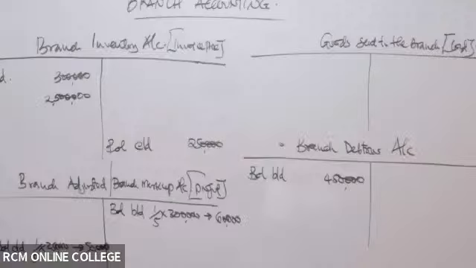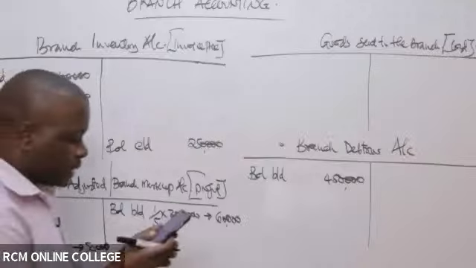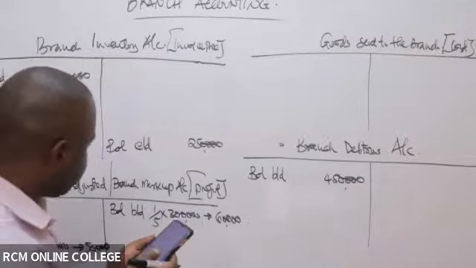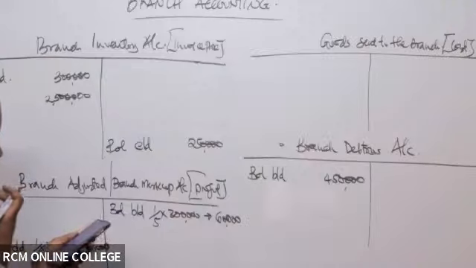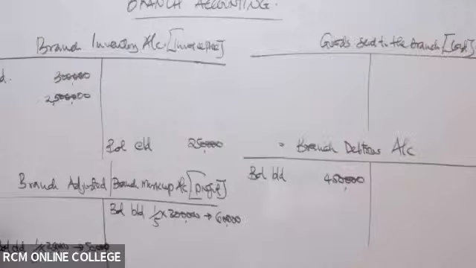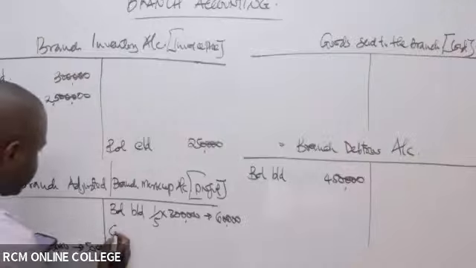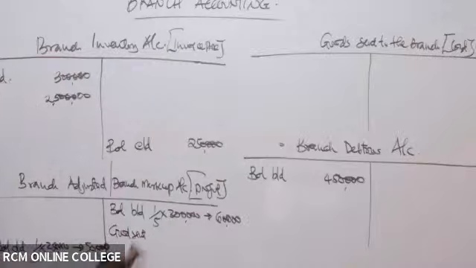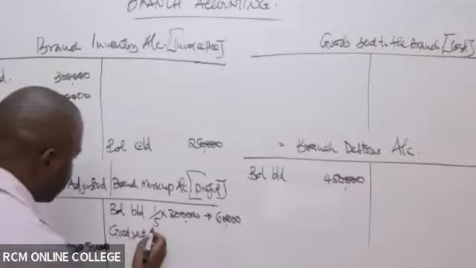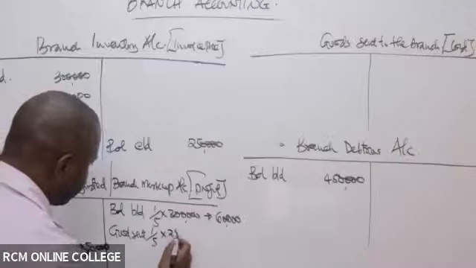So then you go to the goods sent to the branch, or alternatively, we can first eliminate the profit element here. The profit element will be on goods sent to the branch, and we've already determined it is exactly a fifth. So you take a fifth of what? The 2.5 million.